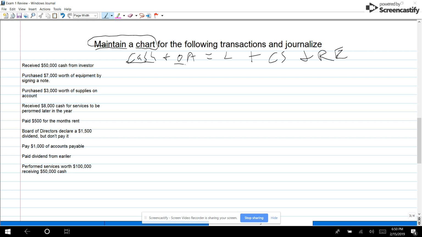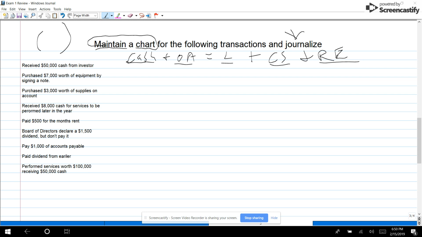So I want you to pause the video and try out these transactions. Just do the amounts, and if it's decreasing, make the parentheses. With that being said, I'll let you pause the video and try to do that. And when you finish this, don't start journalizing right away. Wait to see if you get it right, and then you can start trying to journalize.